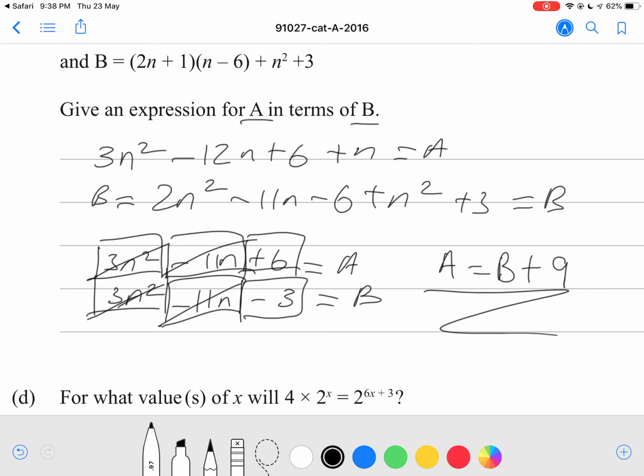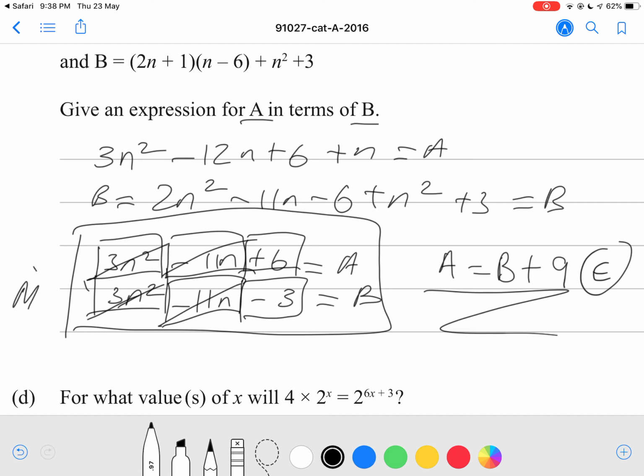Okay, so hopefully you understand that. So getting up to here, a equals b plus 9 will get you an excellence grade. To get a merit grade, you both expand and simplify, so you get up to here. To get an achieved grade, you expand either one of these, so either A or B, and you'll get an achieved.